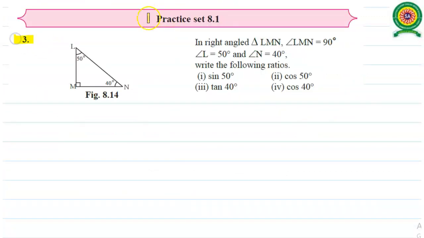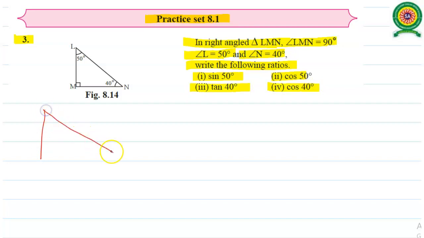Look at the third sub question from practice set 8.1. In a right angle triangle LMN, angle LMN is 90 degree, angle L equals 50 degree, angle N equals 40 degree. Write the following ratios: sin 50 degree, cos 50 degree, tan 40 degree, and cos of 40 degree. So let's have the triangle first.